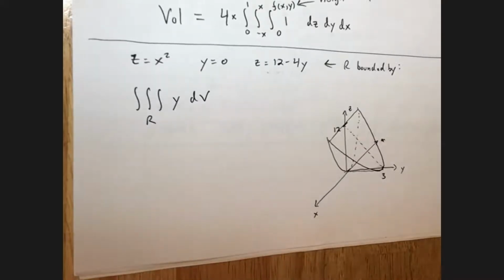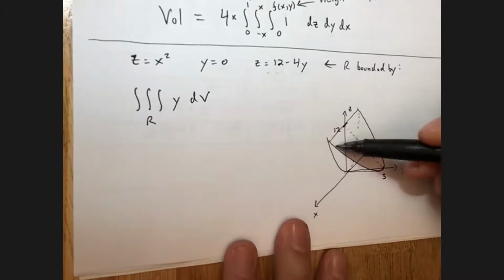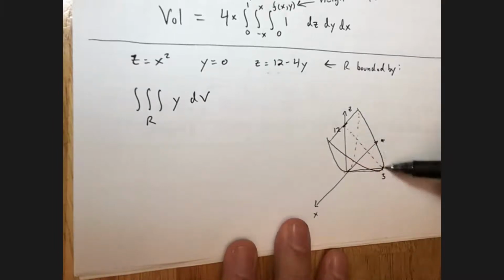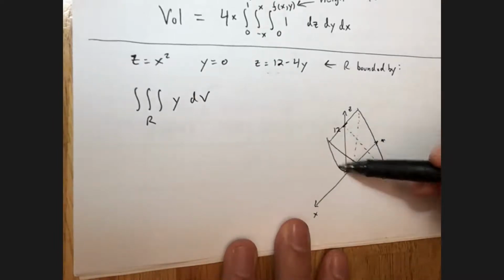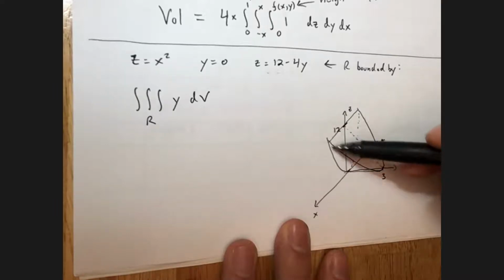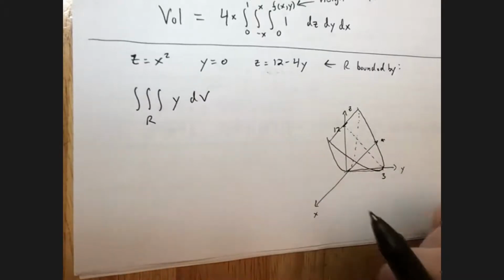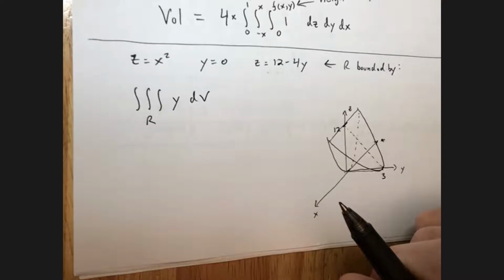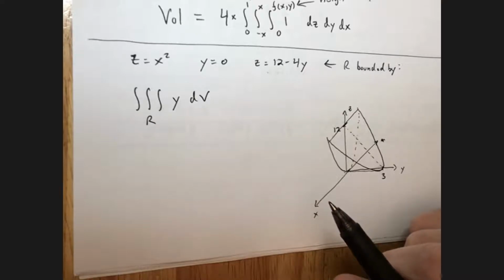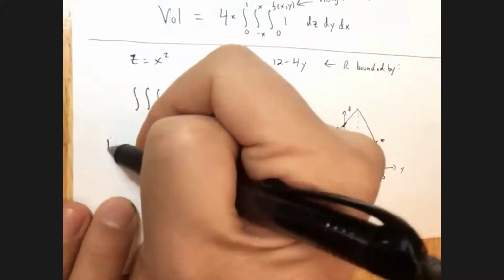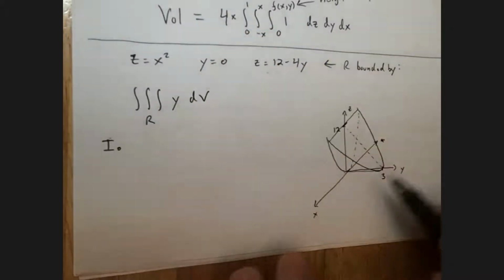This is the three-dimensional region. We're below this plane up here, but above this parabolic cylinder. That's this part down here. And with this problem, there's several ways to set up this integral. So here's one way to set it up.